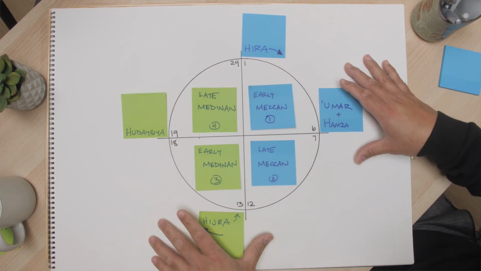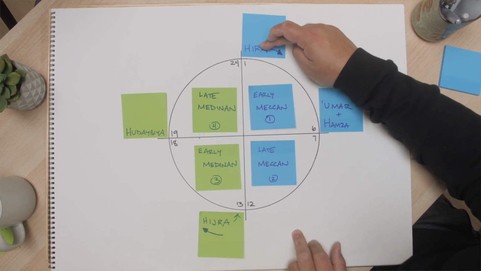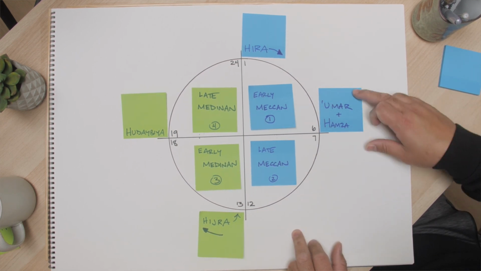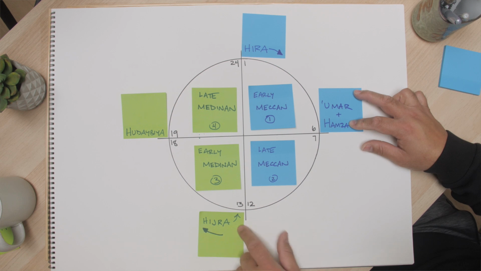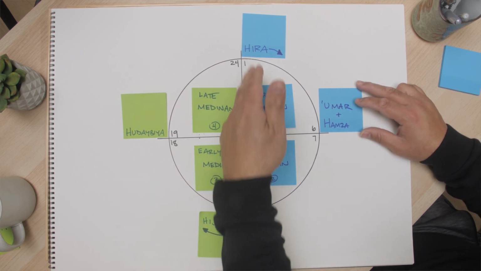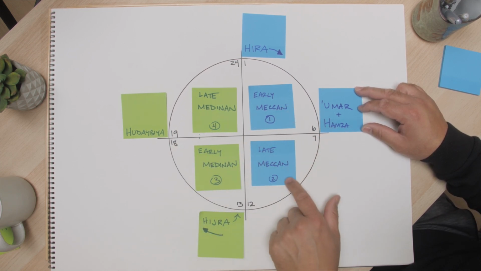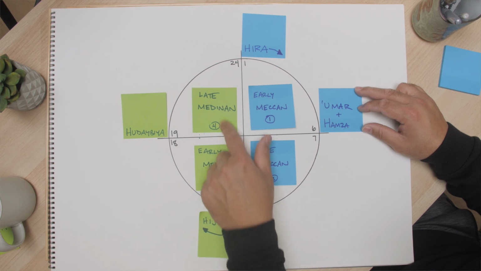If you remember from the previous episode, we built out this clock. And in the clock, we said it's a 24-hour clock. It starts with the cave of Hira, the four H's, Hamza and Umar, with the second H, Qur'an year 6. The Hijrah happened in 13, and Hudaybiyah happened in 19. And we said that broke down the clock into these four quadrants right here, 1, 2, 3, and 4. Early Meccan, late Meccan, early Medina, and late Medina.